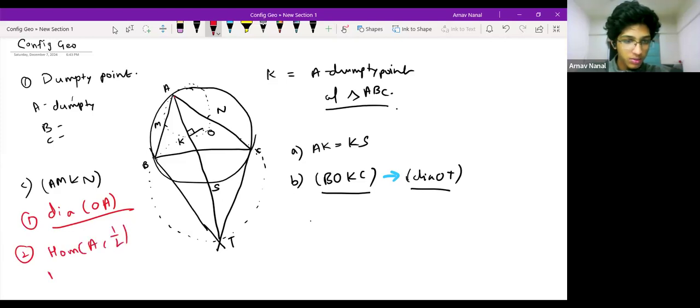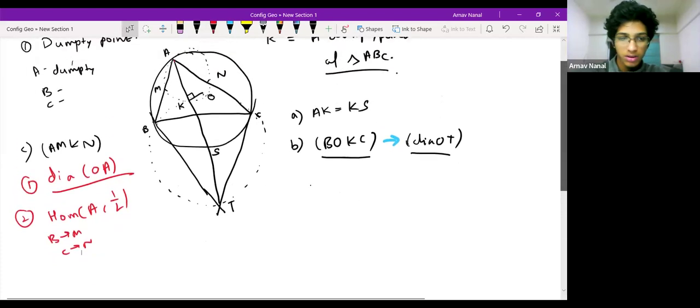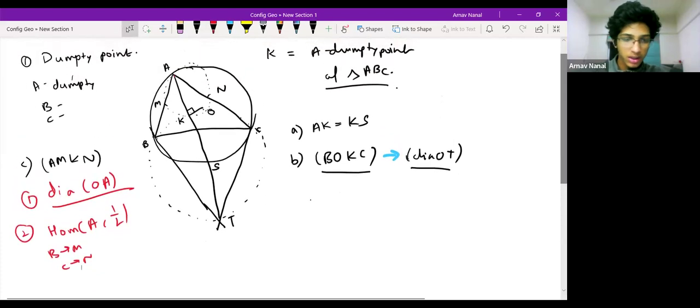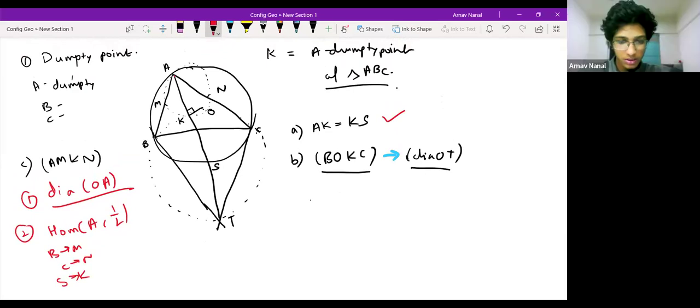So that takes B to M, C to N, and it also takes S to K by this argument.